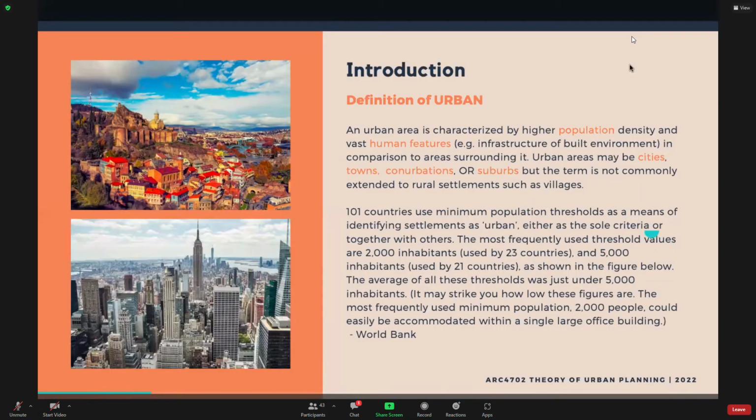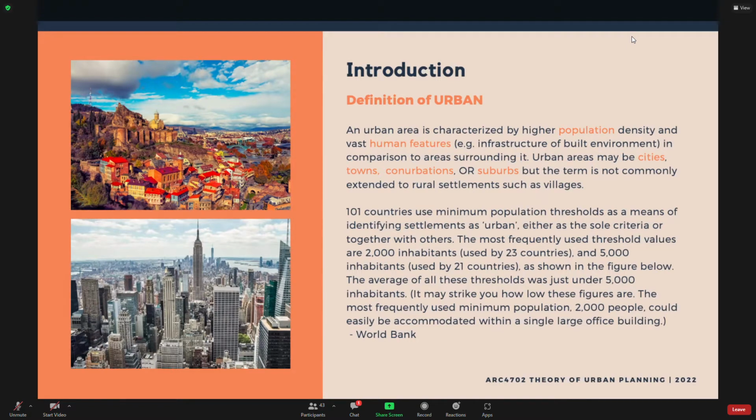Okay, so first, the introduction and the definition of urban. Before we further discuss the theories about the issues and problems in urban planning, you need to understand first the definitions of urban planning.